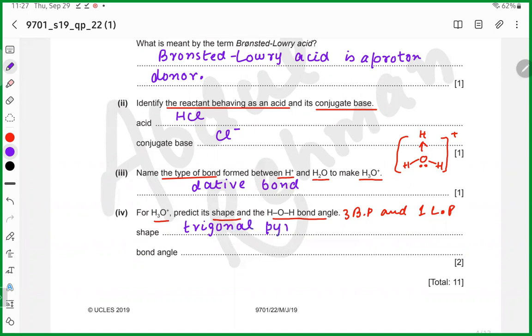Yes. And if the shape is trigonal pyramidal, then in that case, the bond angle is 107 degrees. Is this clear to everyone? Yes, sir.